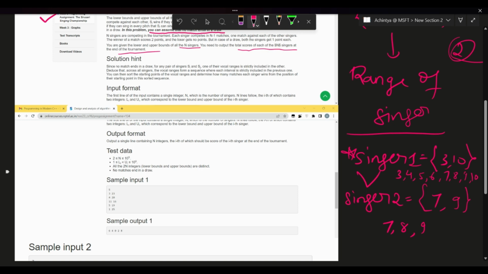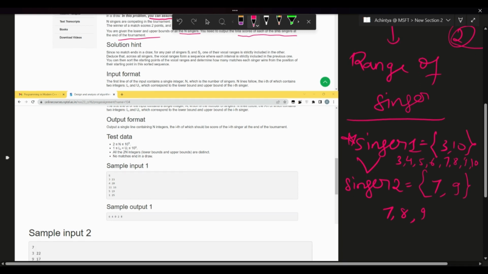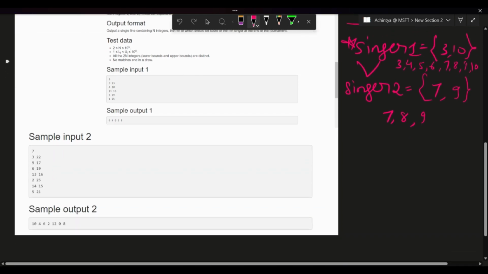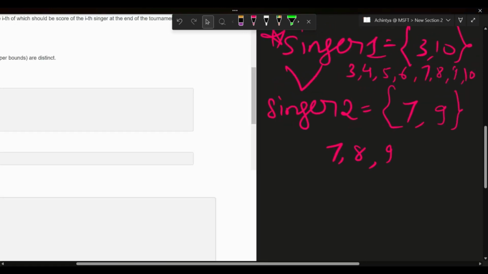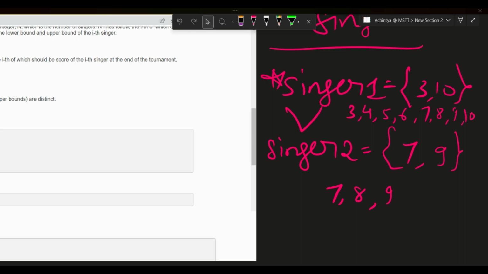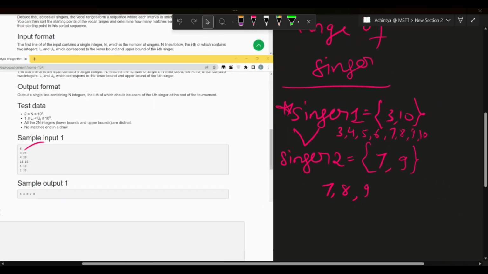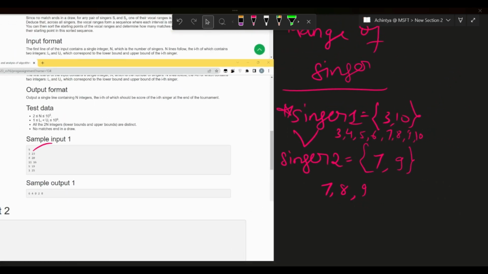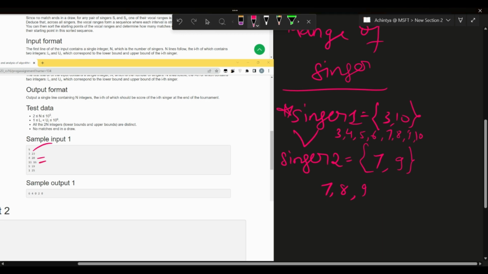Let's check the input format. Now I will directly go to the sample input and output. My sample input one is giving five singers. The pitch of my first singer is between 3 to 23. The second singer is in the range of 4 to 20. The third singer is in the range 11 to 16, then 5 to 19 and 1 to 25.